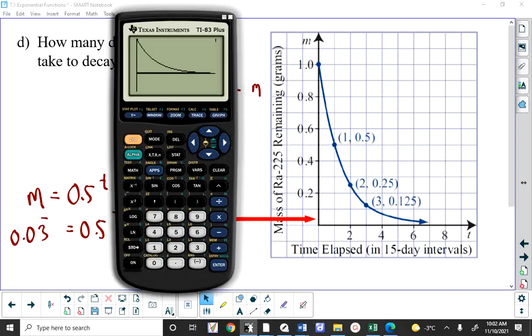There's 0.03 repeating. Now, I think I see the point of intersection. I think I do. But if I didn't, then I would increase my x coordinate in my x max window setting feature. I'm going to find the point of intersection here by going to my calculate menu and choosing intersect. The nice thing about having only two functions visible or entered is all you have to do is hit enter 3 times and your calculator does the work, as long as the point of intersection is there, and it is.